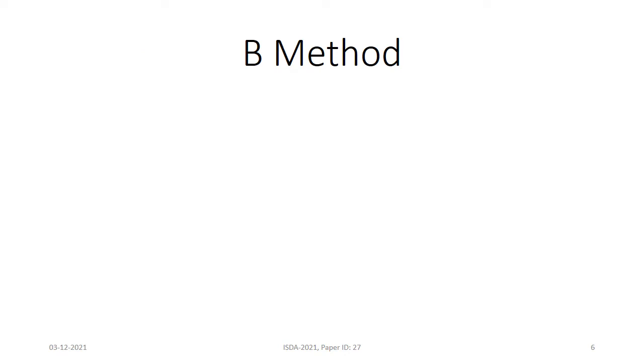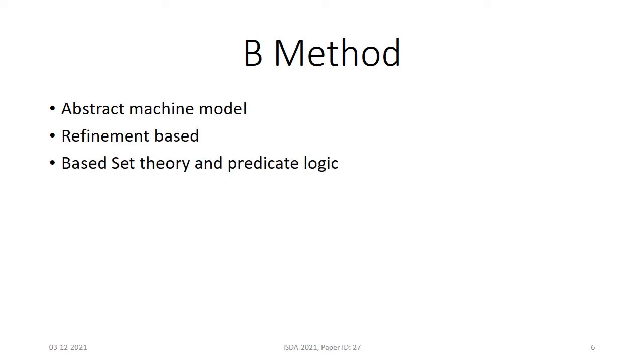The next formal method that we studied in our paper is B method. It was invented by J.R. Abrial. It is basically an abstract machine model of a system. Of course, it is refinement based, and the mathematical foundation of this language is set theory and predicate logic.